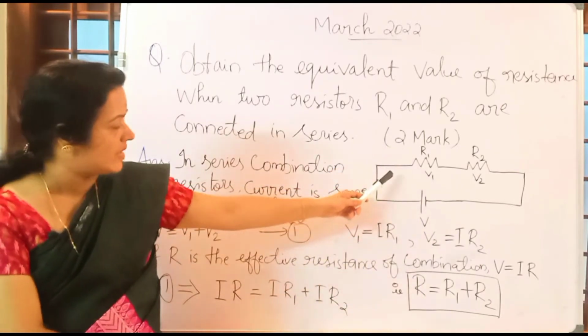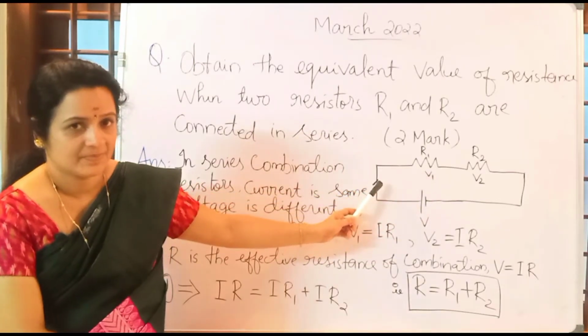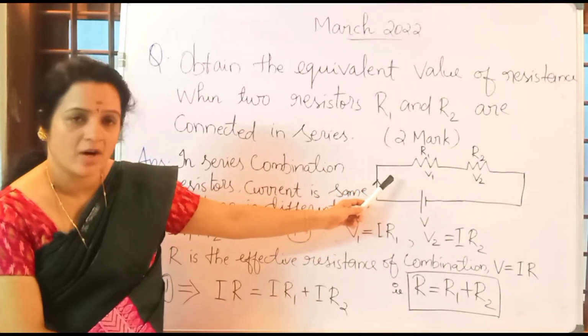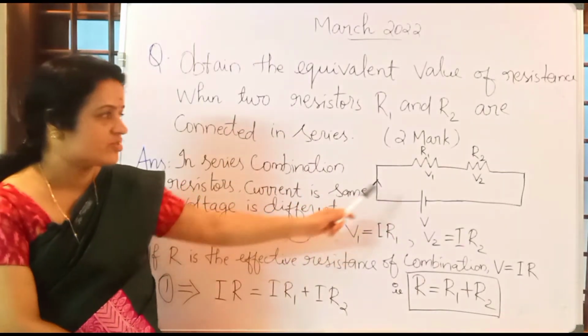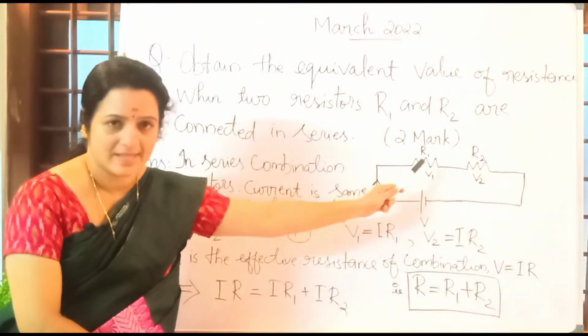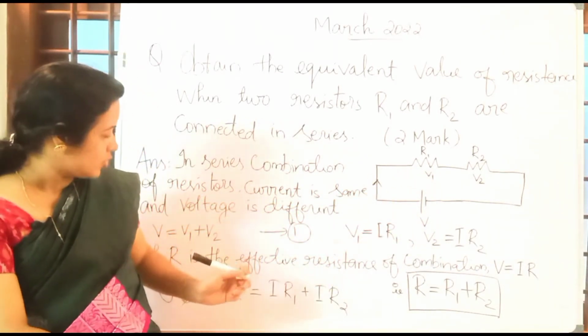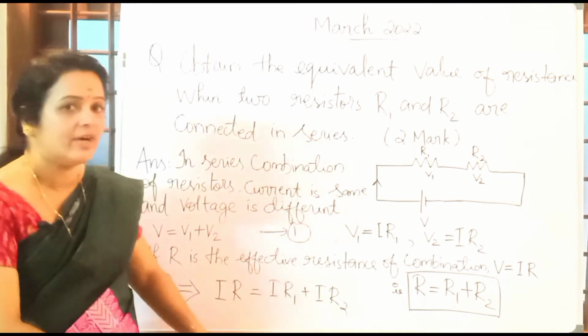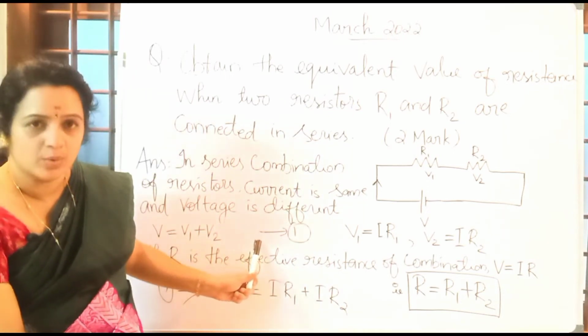So what is happening in the series connection? Which quantity is taken as constant? Here current will be a constant, right? But the voltage will be different. So voltage will be different throughout the resistors. So how can we write the total voltage? So total voltage will be equal to V1 plus V2. V is equal to V1 plus V2, right?